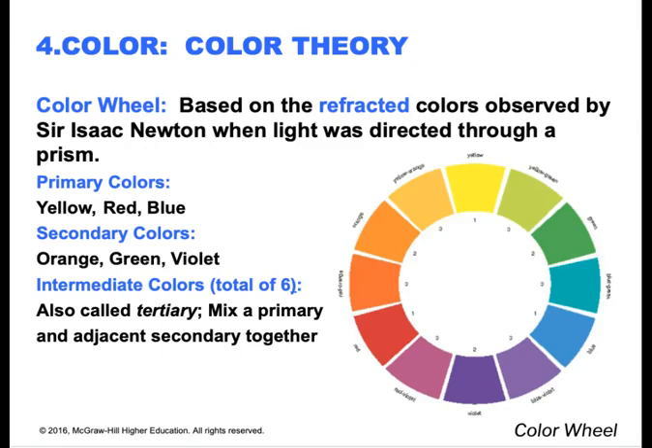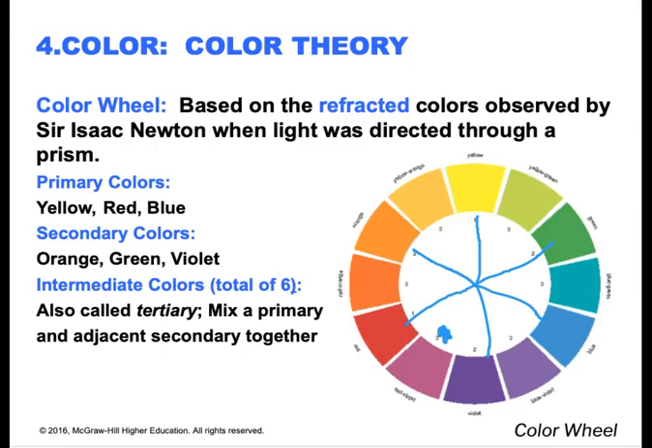So you have yellow, red, and blue. Those are the primaries. And then you can see you have orange halfway between yellow and red. You have green halfway between yellow and blue, and you have violet halfway between blue and red. Now, when you look at these tertiary colors, they fall between a primary and a secondary.